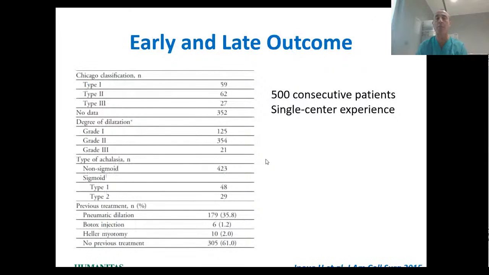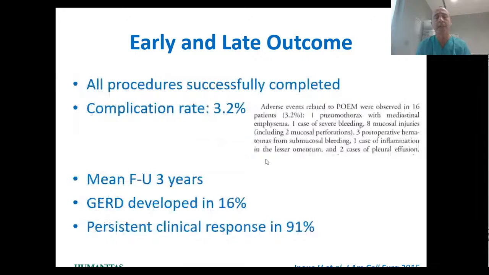So what about the outcome of POEM? The largest paper was published about 5 years ago, 500 consecutive patients from Tokyo, from Inoue centers. They reported their first single center experience. You see they did a significant number also of sigmoid patients. So what about the early outcome of these 500 patients?